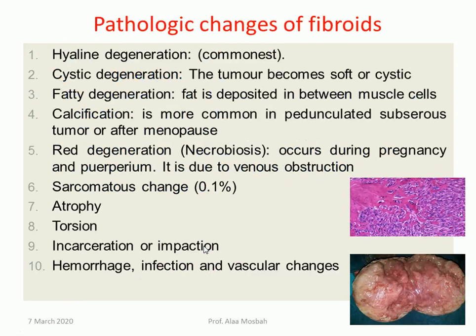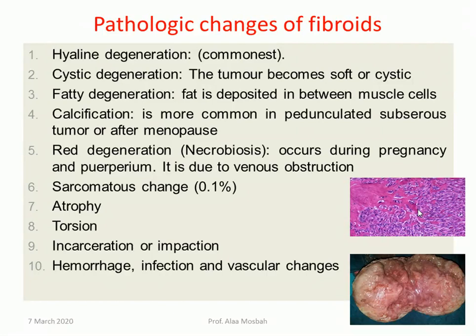What are the pathological changes of fibroid, or complications, that may happen? Hyaline degeneration, as in this picture, is the commonest one. Cystic degeneration, and the tumor becomes more cystic and soft. Fatty degeneration, fat is deposited between the muscle cells. Calcification, which occurs in pedunculated subserous tumor or after menopause. Red degeneration, which occurs during pregnancy and puberty due to venous obstruction. Sarcomatous change, which is very rare, constitutes less than 0.1%.